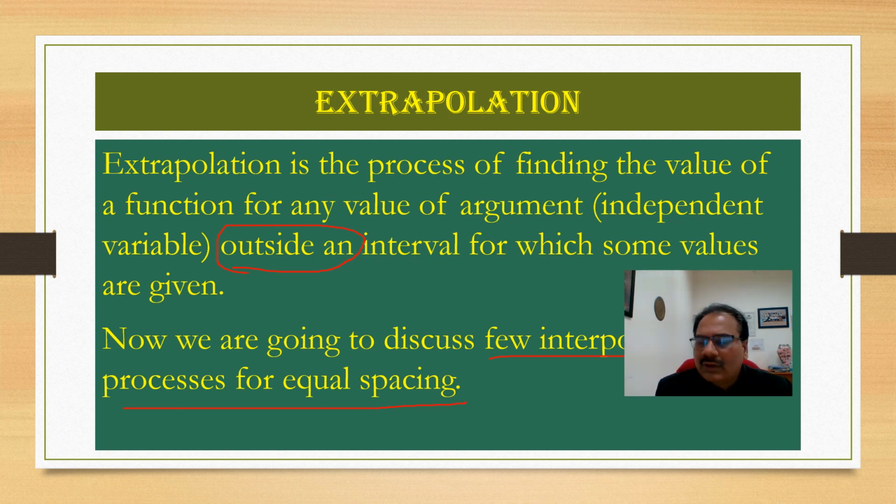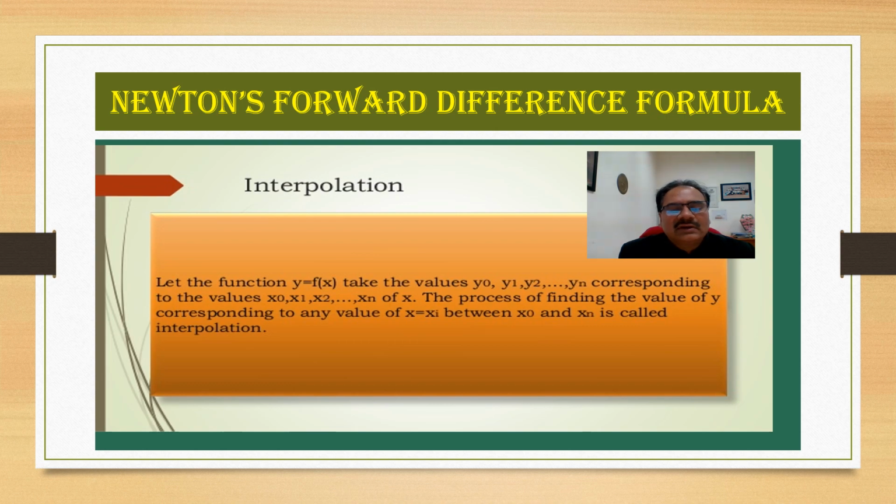Now we are going to discuss a few interpolation processes for equally spaced data. In that connection, the first method is known as Newton's forward difference formula. So what is the statement? Let us consider y equals f(x) is a function, and we take different values in the sub-interval x0, x1. x1 stands for x0 plus h, while x2 stands for x0 plus 2h. So the difference between both intervals is h.